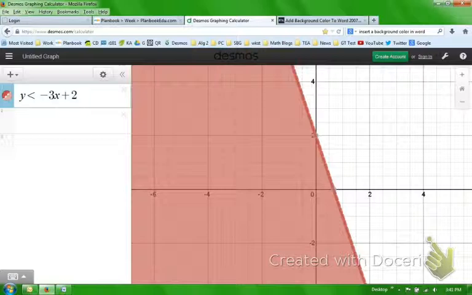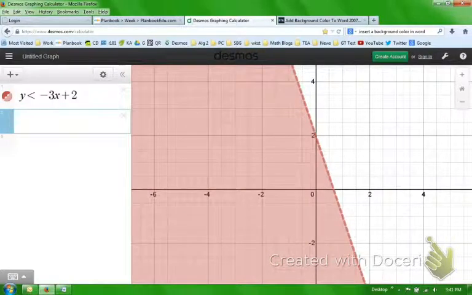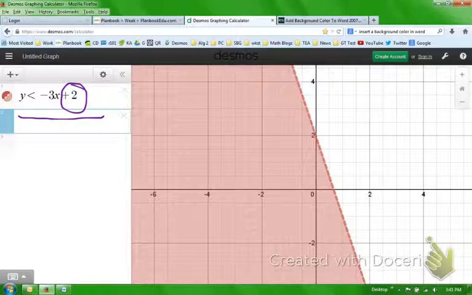All right, let's look at a little different one. I have the equation y is less than negative 3x plus 2. So to graph that, what I want to do is find my y-intercept of positive 2. I'm going to go up 2 units, which is right here. My slope is negative 3, so that means I'm going to go down 3 units over 1. Down 3 units over 1.